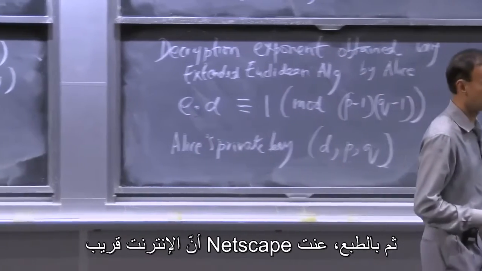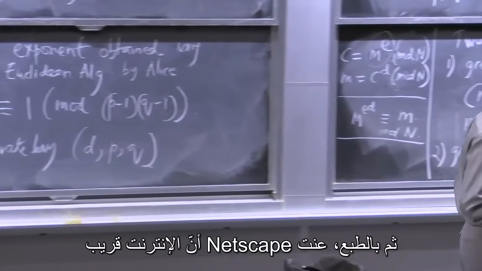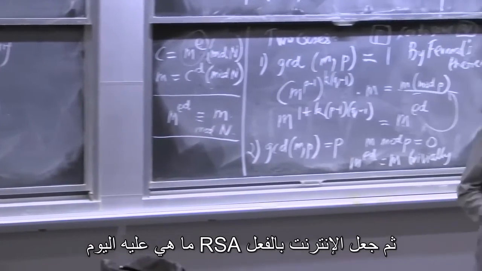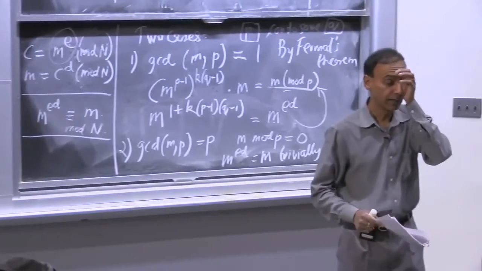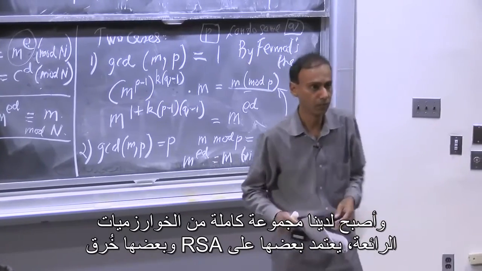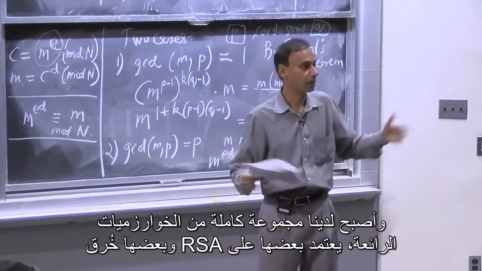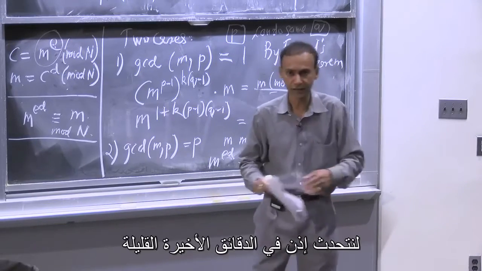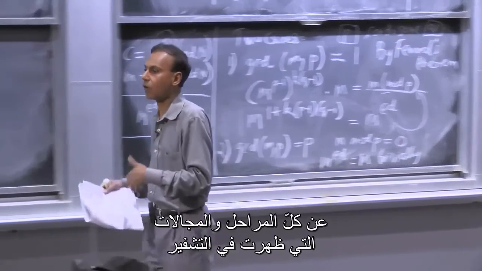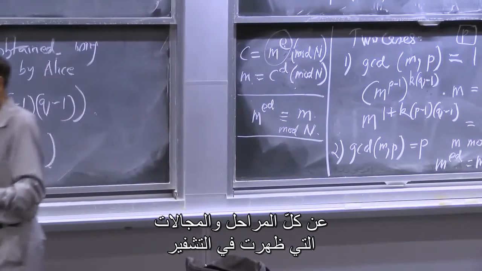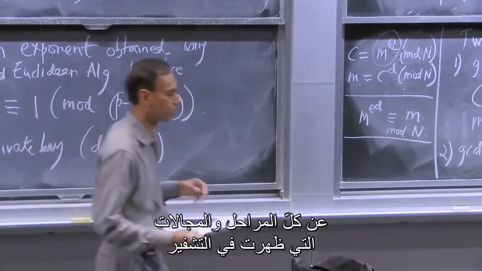And then, of course, Netscape meant the internet was around. And so really the internet made RSA what it is today. Right? And so just a whole host of wonderful algorithms out there, some of which are based on RSA, and some that are broken. Right? And so let's talk for the last few minutes about all of the fits and starts that occurred in cryptography.